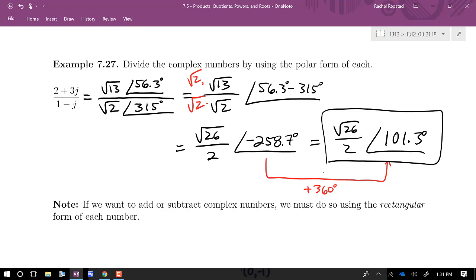It should be noted that if you need to add and subtract complex numbers, you got to do it using the rectangular form. So even if you were given a problem and they were like, add these complex numbers, and they gave you the numbers in polar form, then your first step should be, let's put them in rectangular form and add the real parts and then add the imaginary parts.